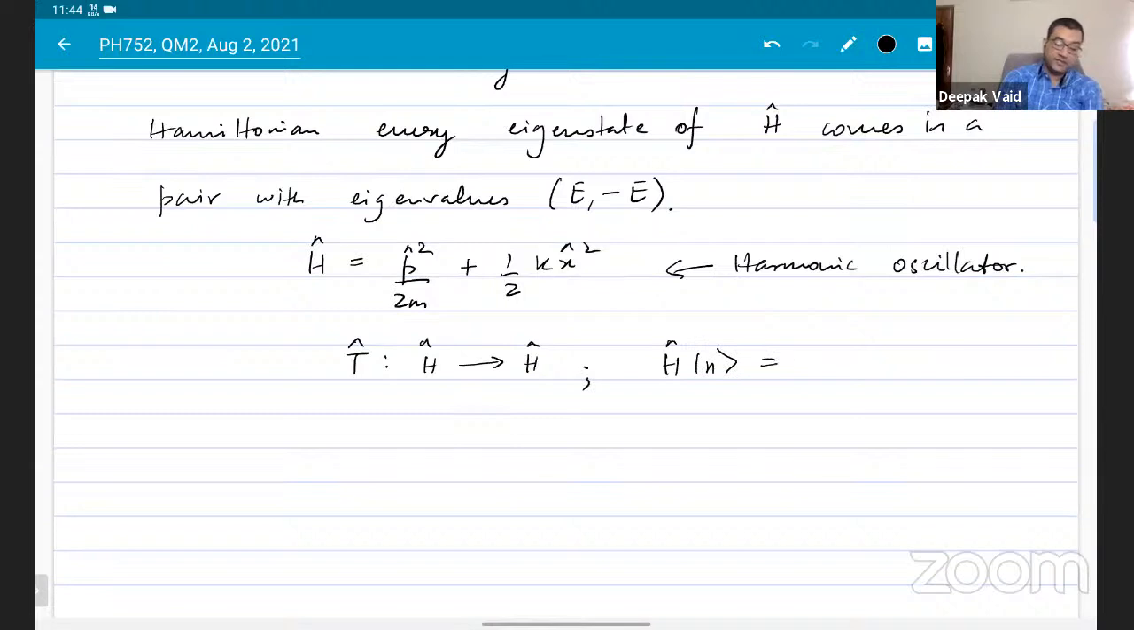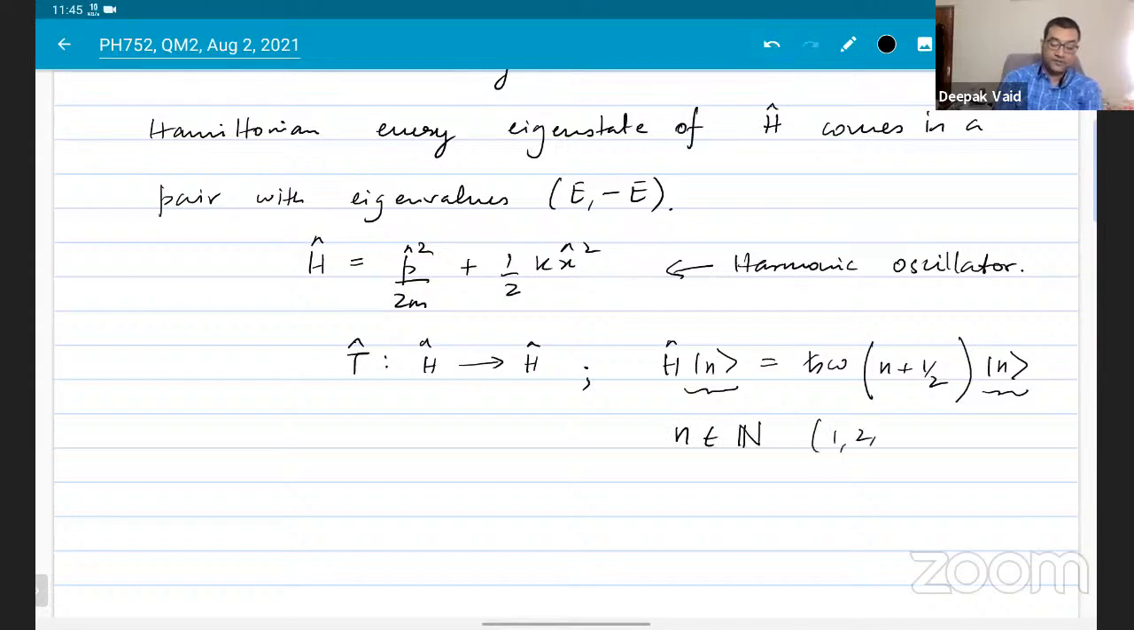Right? And what are the eigenstates of this Hamiltonian? The eigenstates have the eigenvalues h bar omega times n plus 1/2, right? These are the eigenstates labeled by some number n, which is the number operator. And I hope you remember all this from the first semester. H bar omega is the frequency, right? And n belongs to the natural numbers, 1, 2, 3, and so on.